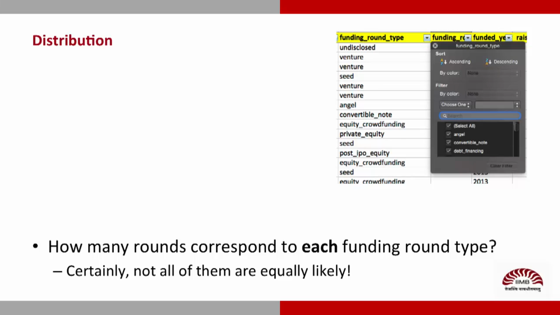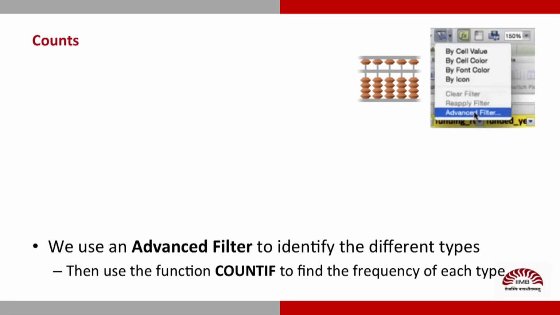But there's still one crucial bit of information left, which is how many of the rounds are in which of those mechanisms out there, which of those types of funding. For that, we will be constructing something like our frequency count. How we're going to do this is by using what is an advanced filter.